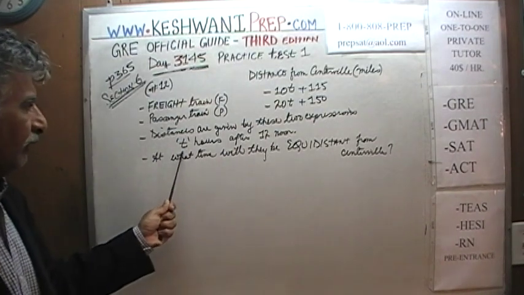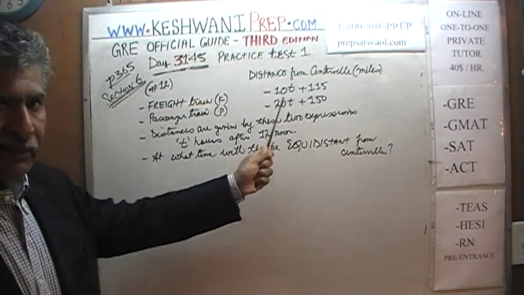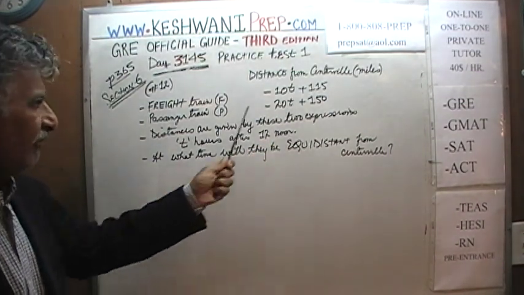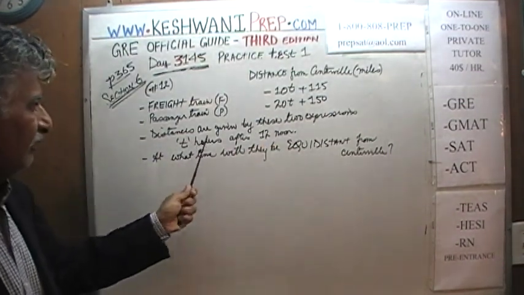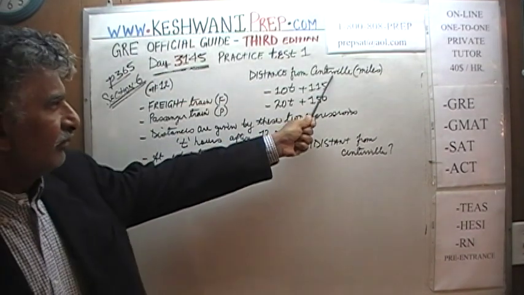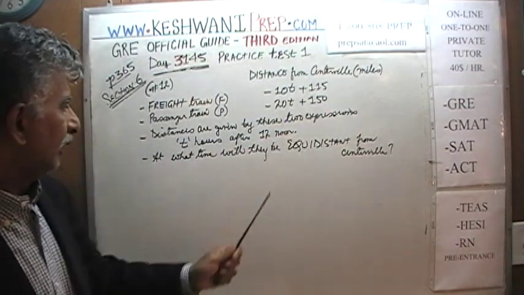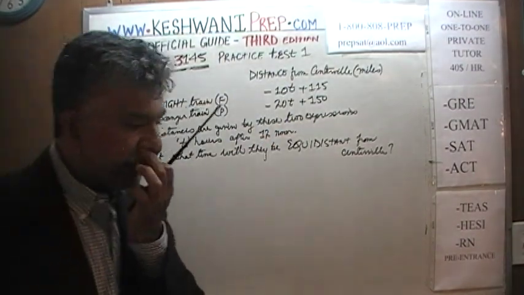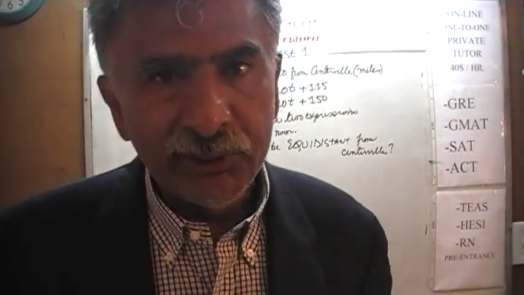In other words, if the value of t happens to be 1, then that's 1 p.m. If the value happens to be 5, that's 5 p.m. So this expression tells you how far they are from Centerville. The question simply is, at what time are they going to be equidistant?